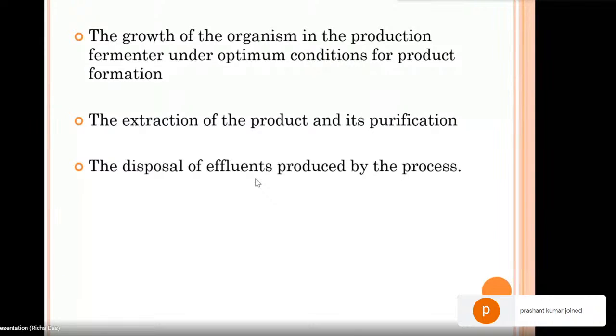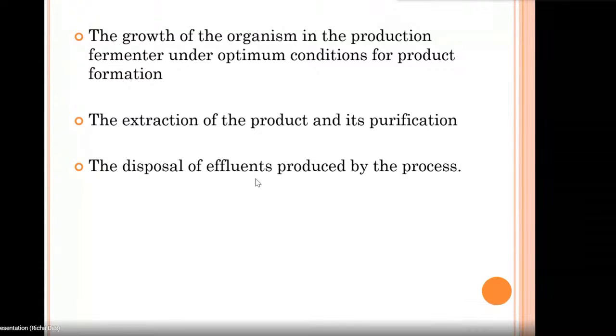The next step is to extract this product and to purify the product, because inside the fermenter you not only have your product but you also have your byproduct. So it's very important to separate my product from the byproduct, because byproduct is something which is an effluent. It is actually a waste thing. We don't want that. We want the product, so that needs to be extracted as well as purified.